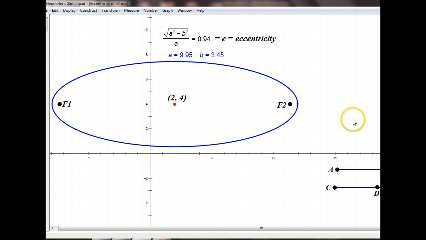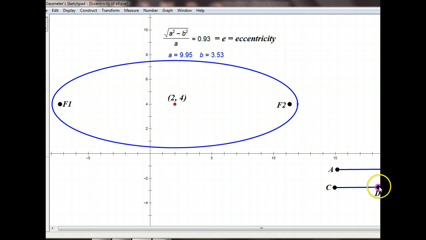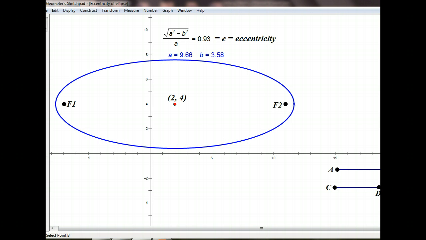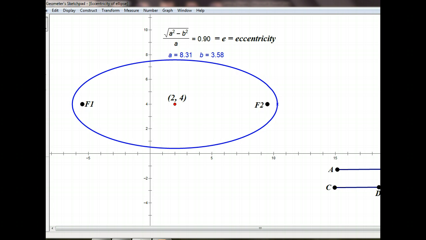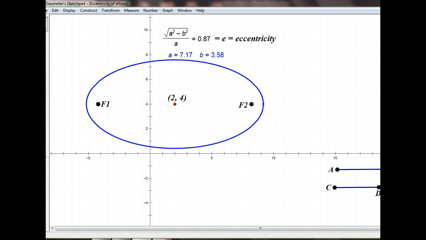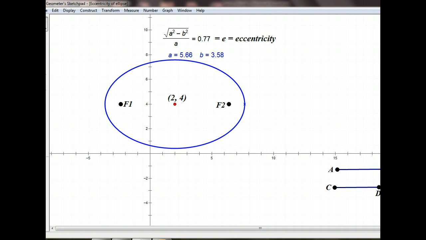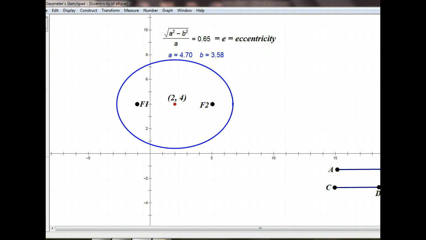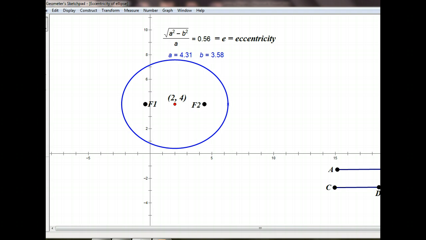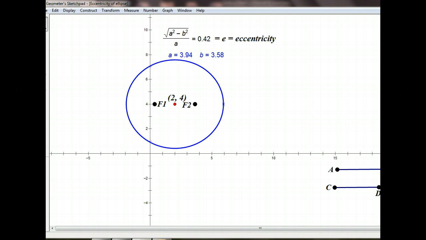Now what we want to do is change this a little bit. So I'm going to bring my focal point in toward the center and look to see what happens to the eccentricity of the ellipse. Now notice that when it was stretched out pretty far, it was almost 1. It's getting smaller and smaller as the two focal points are coming closer together. And also what's happening is our ellipse looks almost like a circle.